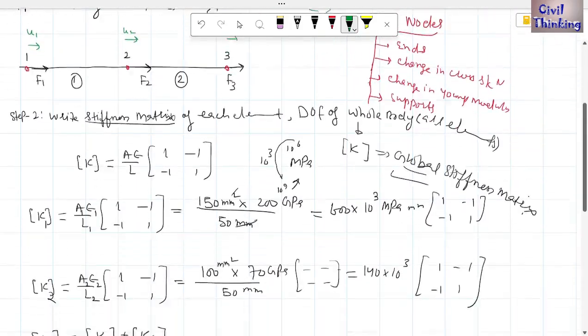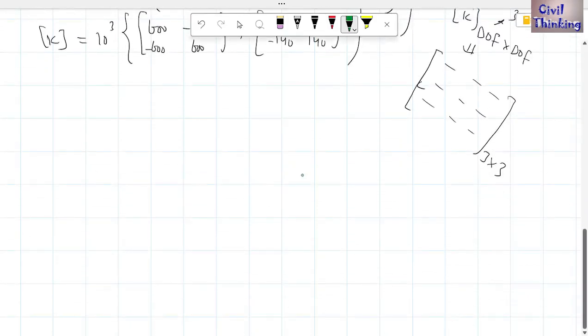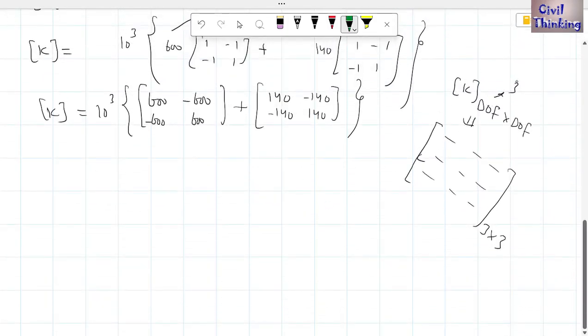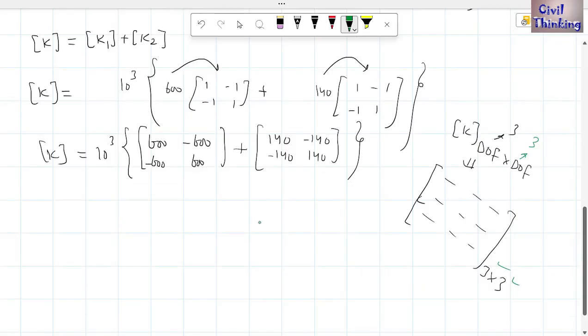So we got the degree of freedom 3, so it is going to be a 3 cross 3 matrix. Now we have to add them.